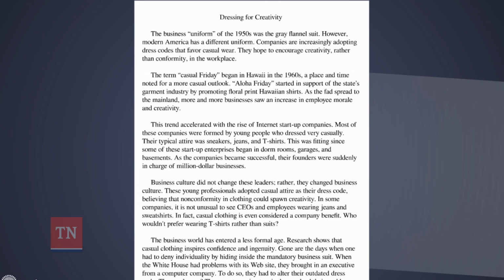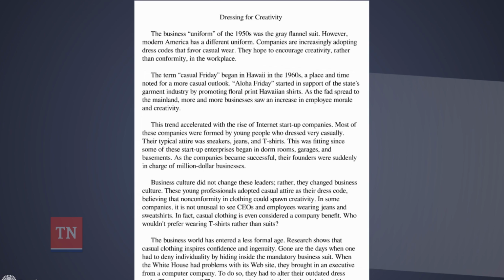The business uniform of the 1950s was the gray flannel suit. However, modern America has a different uniform. Companies are increasingly adopting dress codes that favor casual wear. They hope to encourage creativity rather than conformity in the workplace. The term Casual Friday began in Hawaii in the 1960s, a place and time noted for a more casual look. Aloha Friday started in support of the state's garment industry by promoting floral print Hawaiian shirts. As the fad spread to the mainland, more and more businesses saw an increase in employee morale and creativity.